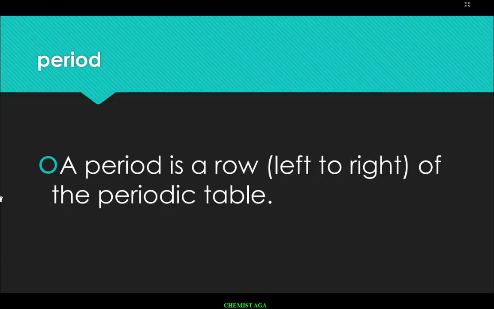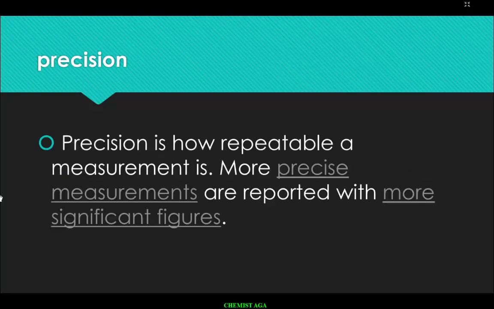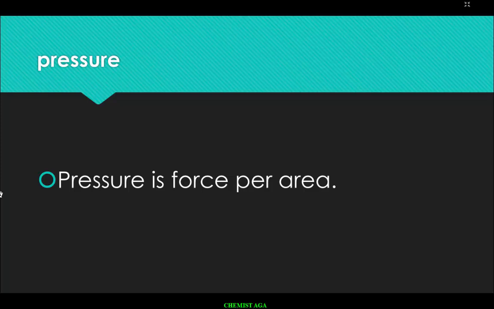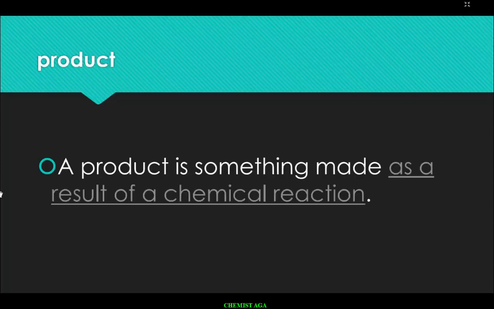Period. A period is a row, left to right, of the periodic table. Precision. Precision is how repeatable a measurement is. More precise measurements are reported with more significant figures. Pressure. Pressure is force per area. Product. A product is something made as a result of a chemical reaction.